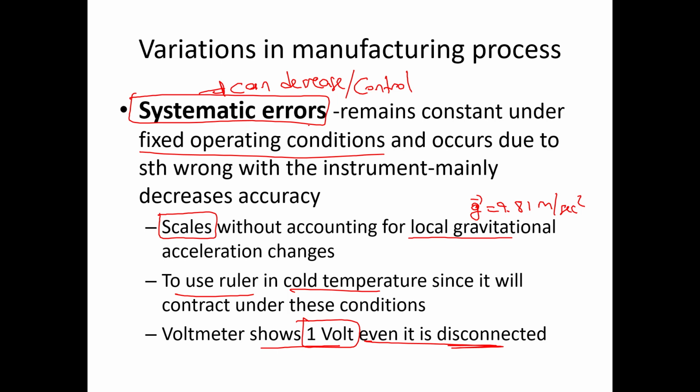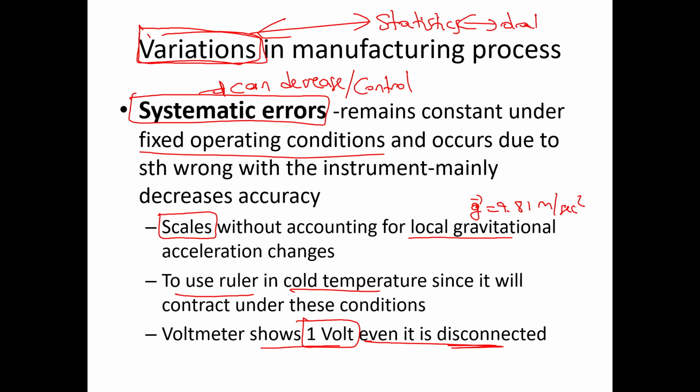But it doesn't matter whether you can control or you cannot control. We always have a variation in manufacturing processes. And these variations are the issue that we deal with in statistics. So the variations mean that we have the statistics. So why do we have statistics? Because we have the data. We have variations, and these variations create data.